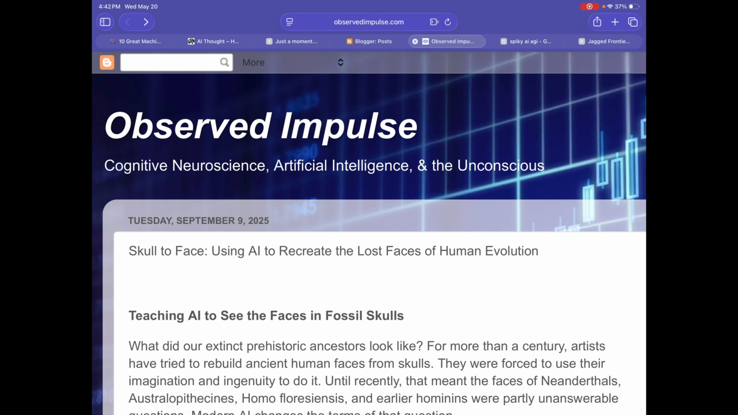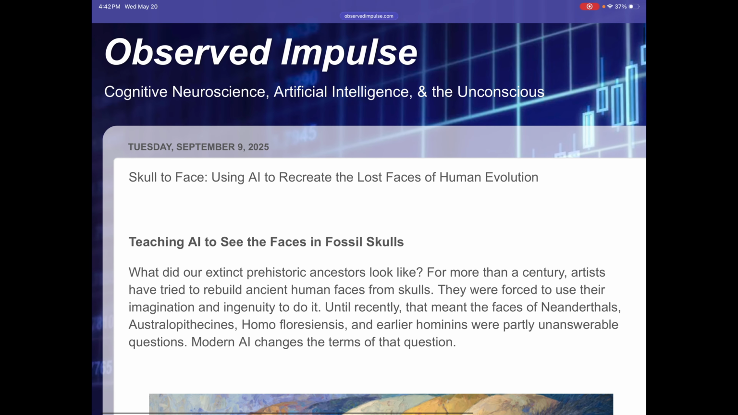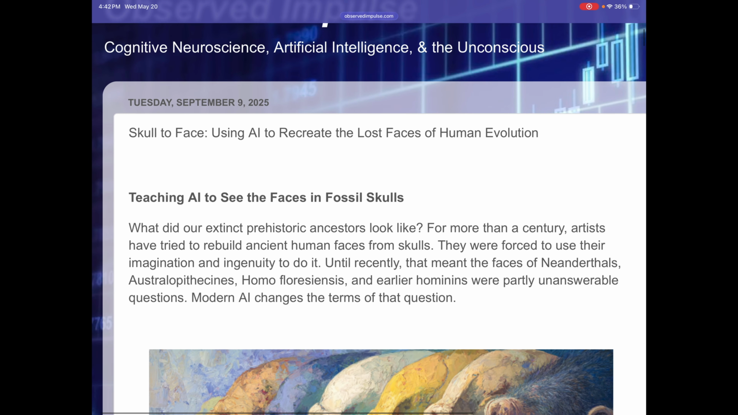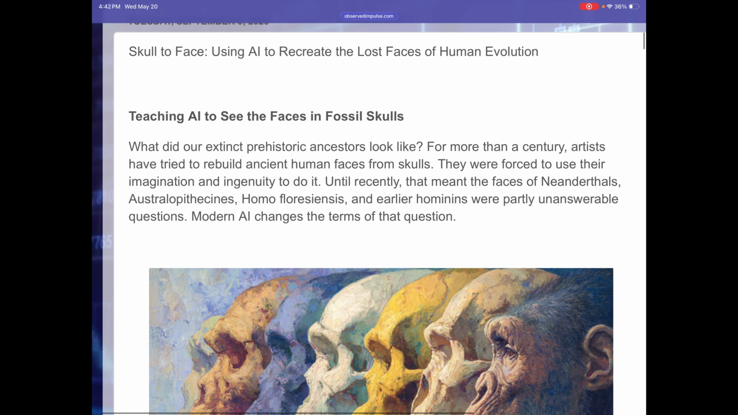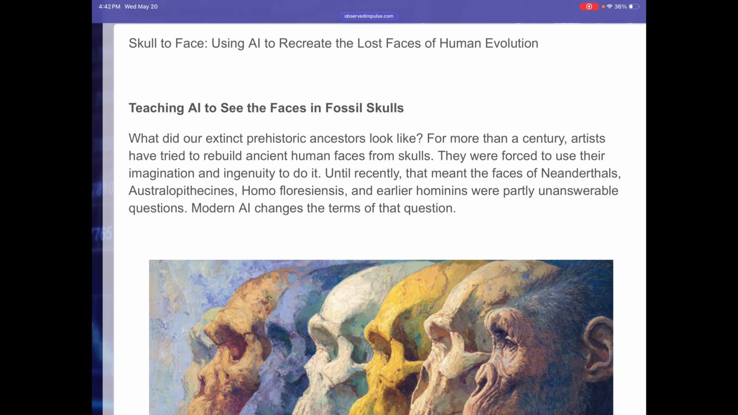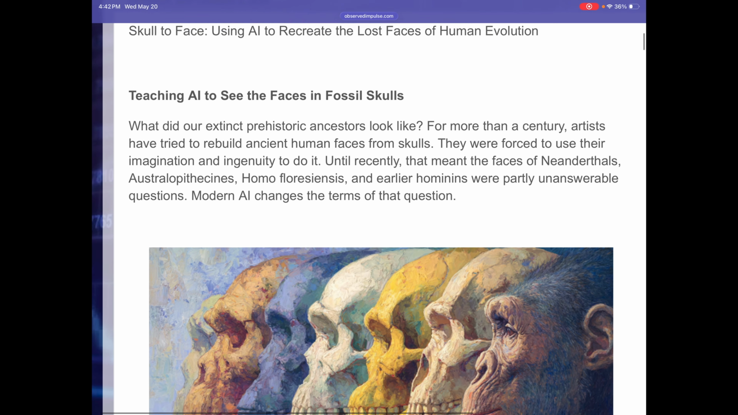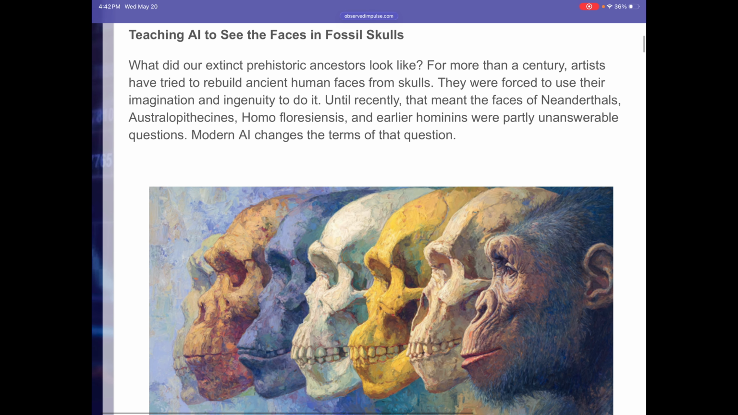Hey everybody. So over the years I've read a lot about extinct human ancestors and I've always wanted to know what they look like. So here's an idea about how to use AI to recreate the lost faces of human evolution. So what did our extinct prehistoric ancestors look like?